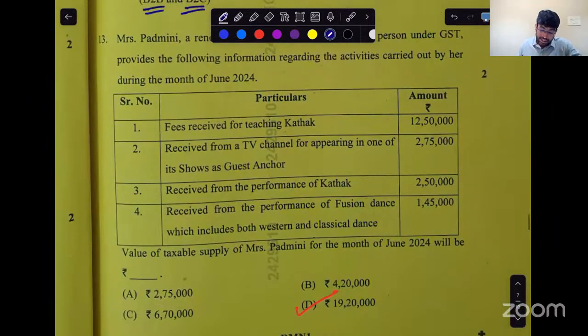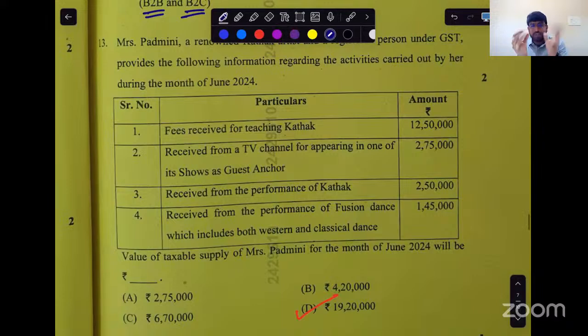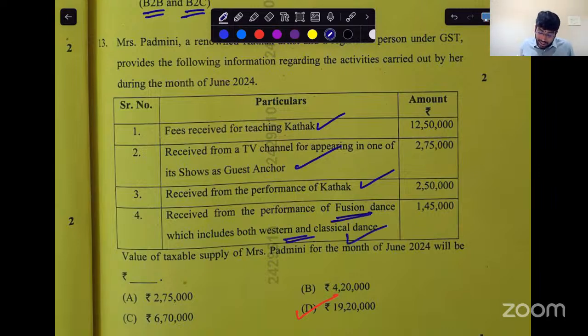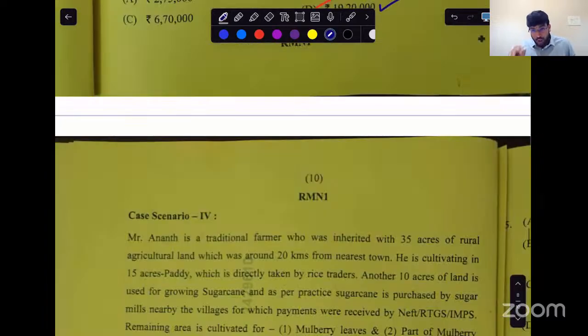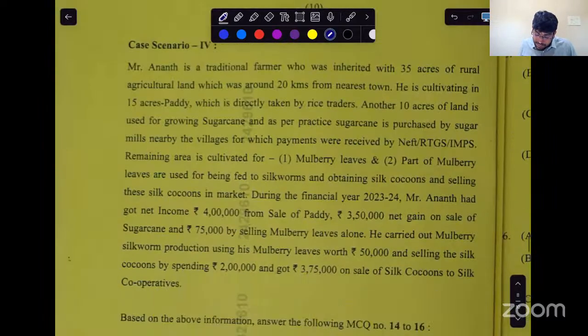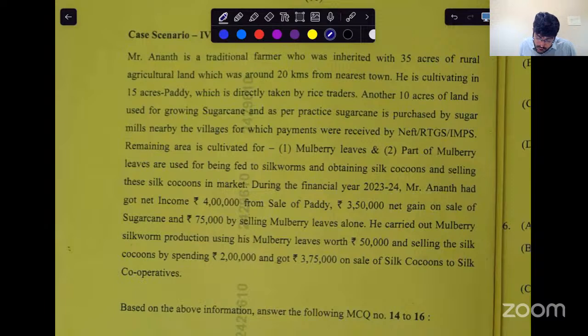Next. Case scenario 4. This was the most biscuit chocolate question. Man, such an easy question of agricultural income. See that, where they clearly told paddy is definitely agricultural income. Sugarcane is also agricultural income. 75,000 from selling mulberry leaves alone, this is also agricultural income.